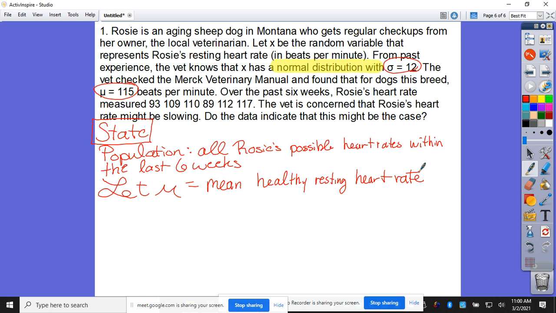But now I want everything to match once you've made a decision. So if I define my population as just Rosie in the last 6 weeks, let's go ahead and stay consistent here and say, then that's the mean healthy resting heart rate of Rosie in the last 6 weeks. So whatever you choose as your population, be consistent and stick with it when you're doing other things, which includes checking your conditions.